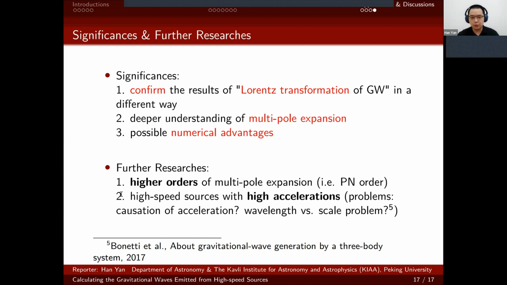However, these two points both have several difficulties. The first one is highly related to PN calculation, and of course, it's not quite easy. The second point, however, might involve many more problems, especially when we carefully consider the causality or the energy momentum tensor of this center of mass acceleration of the GW source. It might also involve the wavelength problem, which was carefully discussed in Bonetti's paper.